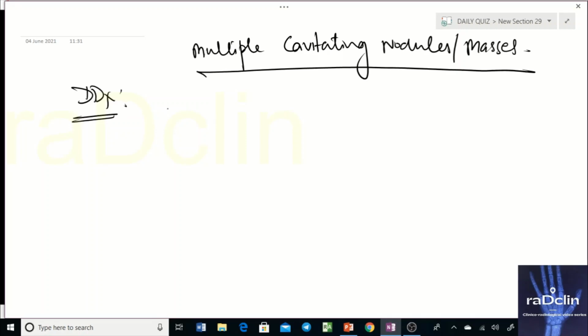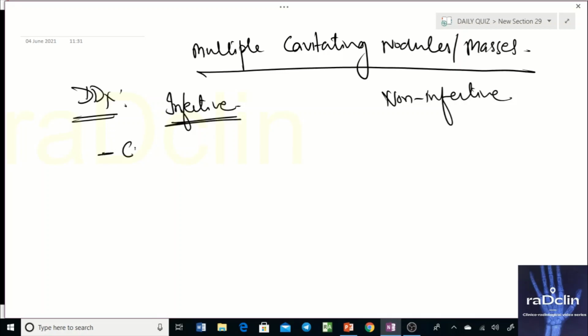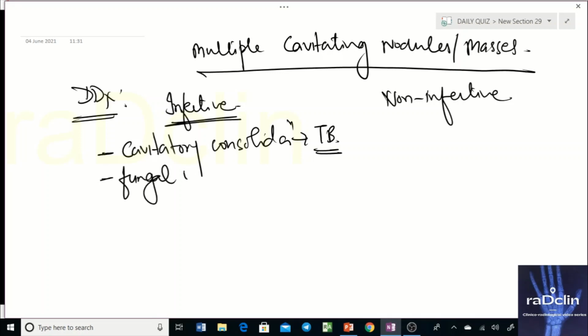Now DDs could be definitely infective or they could be non-infective. If we look at the infective causes, it could be simply a cavitatory consolidation. What can be the cause of cavitatory consolidation? An example is tuberculosis, which can simply cause it. Then what else? Fungal infection can cause this. Angioinvasive fungal infection like mucor, or you have aspergillosis.